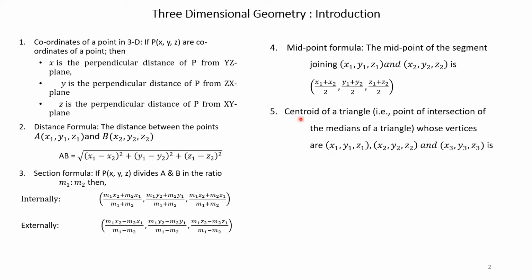Point number 5, centroid of a triangle, that is the point of intersection of medians of a triangle whose vertices are (x1, y1, z1), (x2, y2, z2), and (x3, y3, z3). It is given by (x1 plus x2 plus x3) divided by 3, comma (y1 plus y2 plus y3) divided by 3, comma (z1 plus z2 plus z3) divided by 3.